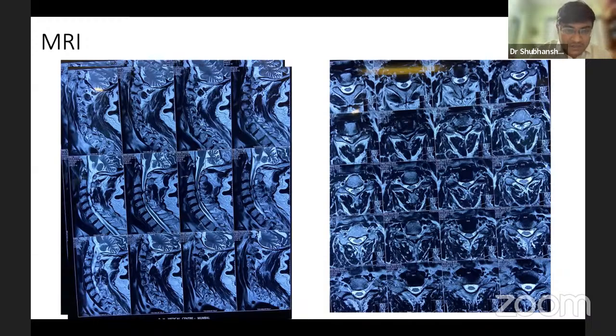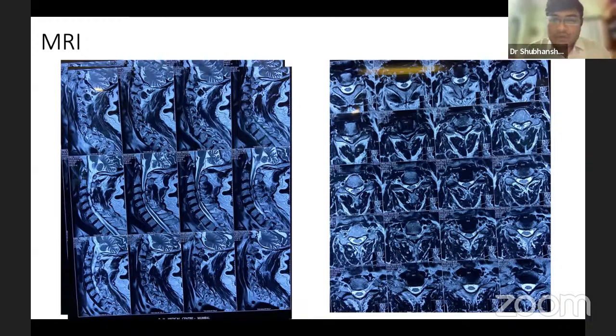Also, there is some posterior compression at C3, C4 and C5, C6. Most likely due to a disc osteophyte complex at C3, C4, and at posterior level due to ossification of ligamentum flavum. The main compression is with this MRI. Can it be a large disc prolapse and not a disc osteophyte complex? How can you make it osteophyte complex on an MRI?